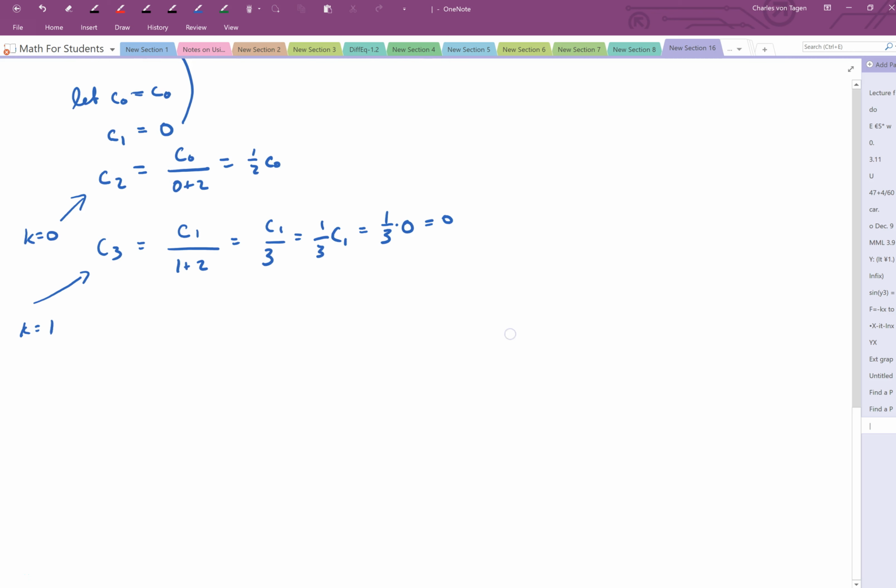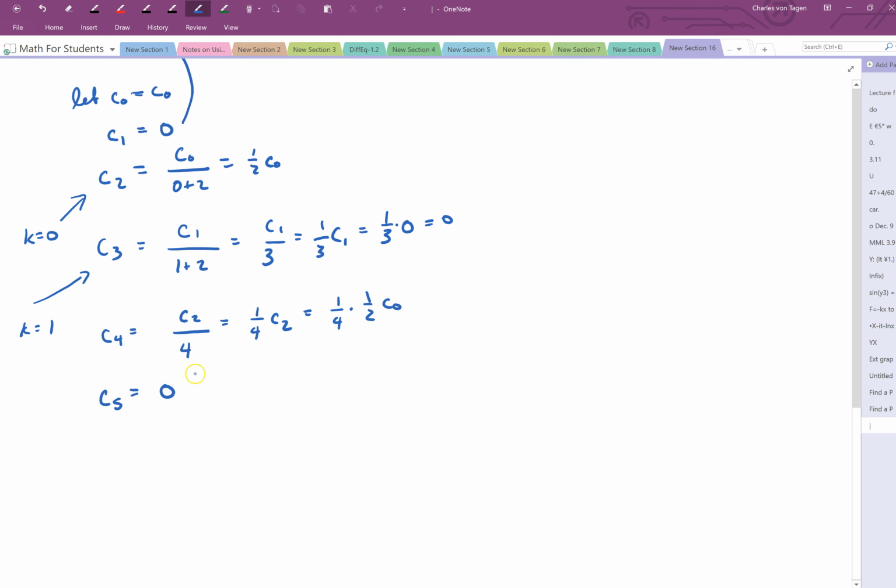Okay, well, let's keep going. So we've got C4. C4 is equal to C2 over, notice this will always align with the value of the term. So this is C2 over 4, which we could rewrite as 1/4 C2. Well, what is C2? We said that C2 is 1/2 C0, so we get times 1/2 C0.